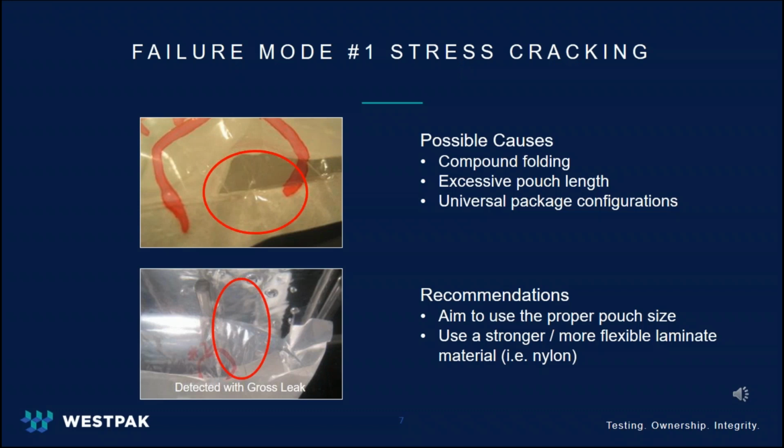Using a universal package configuration can also cause stress cracking. What do I mean by a universal package configuration? Using the same pouch for multiple products of varying sizes. To help prevent stress cracking, WESTPAK recommends using the proper pouch size to eliminate or reduce the amount of folding needed, or using a stronger, more flexible material such as a nylon laminate.